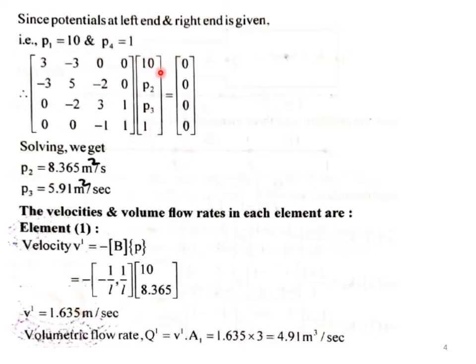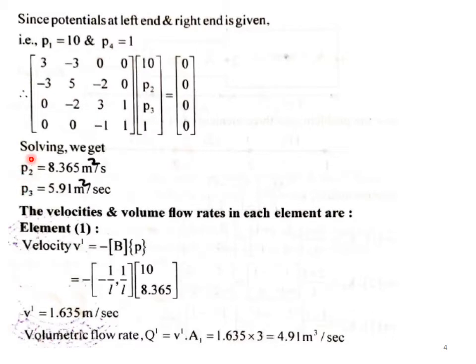Okay. So by solving this equation, we will be getting the value of P2 as 8.365 meter square per second and P3 is equal to 5.91 meter square per second. And so these are the potentials at the junctions. P1 and P4 are given, so the unknowns are P2 and P3, which we have found out from here.